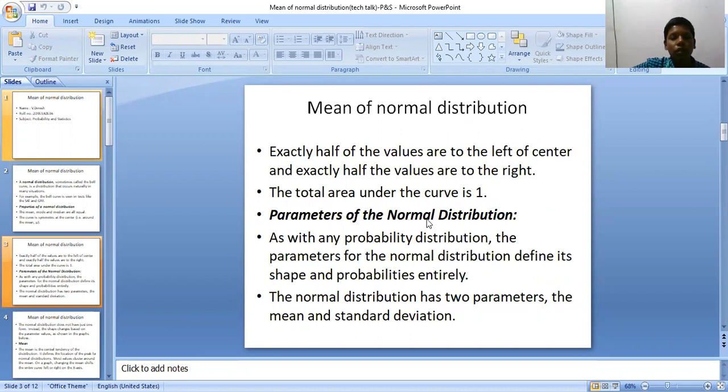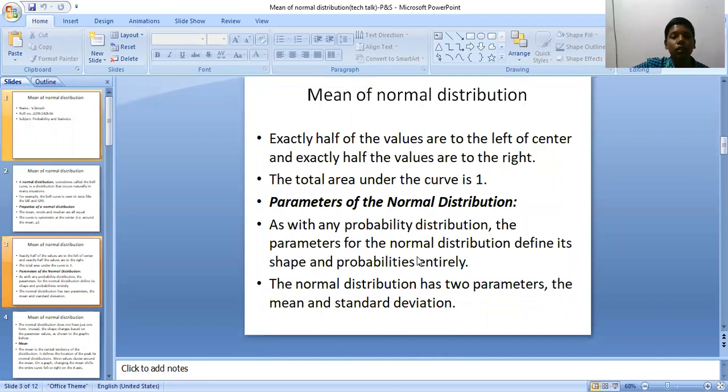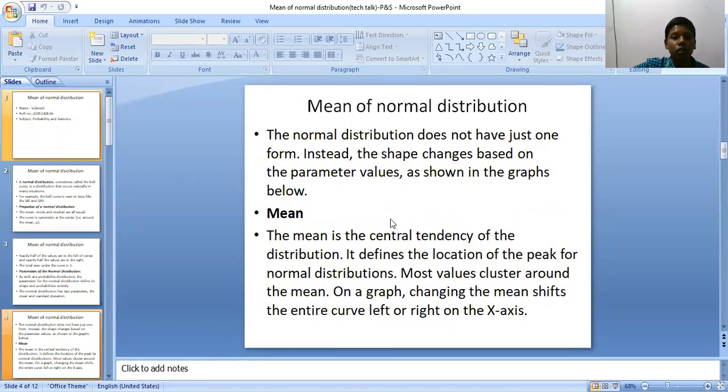Parameters of the normal distribution. As with any probability distribution, the parameters for the normal distribution define its shape and probabilities entirely. The normal distribution has two parameters, the mean and standard deviation. The normal distribution does not have just one form. Instead, the shape changes based on the parameter values, as shown in the graphs below.